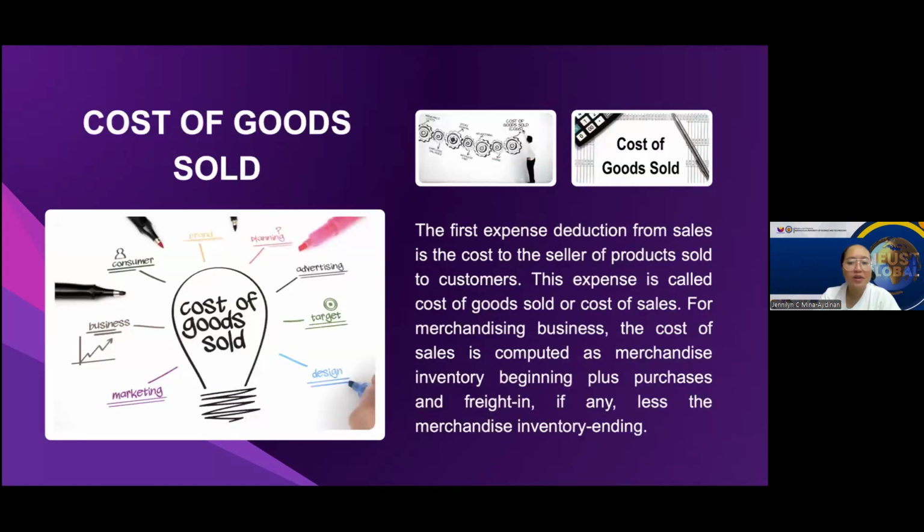So let's talk about the cost of goods sold. The cost of goods sold represents the direct cost of producing or purchasing the goods that a business sells to customers. For a merchandising business, it is calculated as the starting inventory plus any new purchases and transportation costs like freight in, minus the ending inventory. The cost of goods sold is crucial because it is typically the largest expense and directly impacts profit.